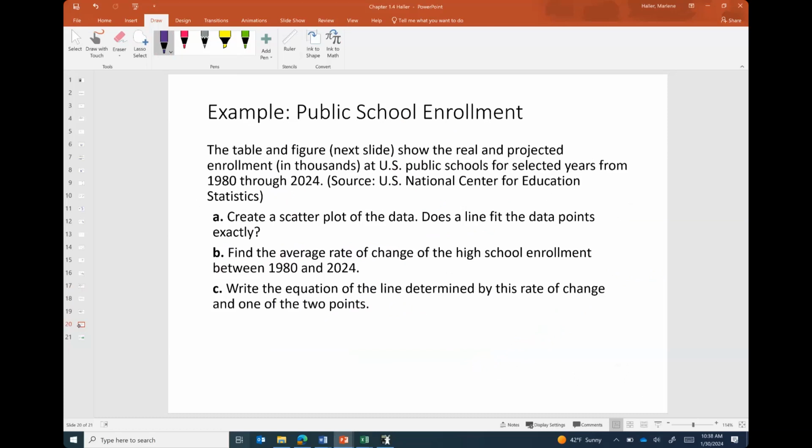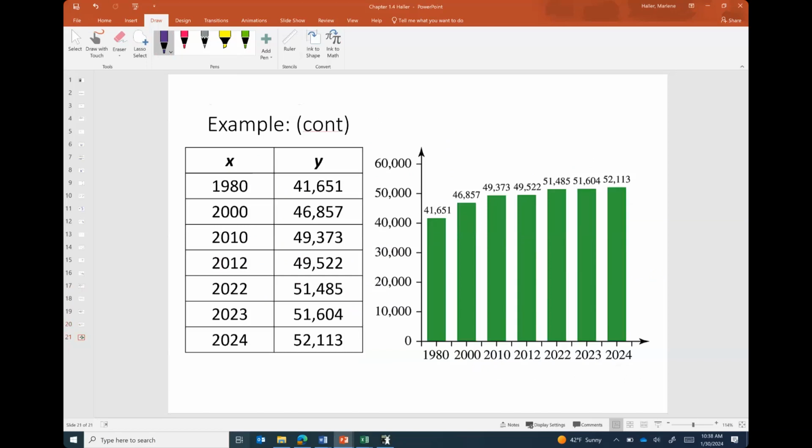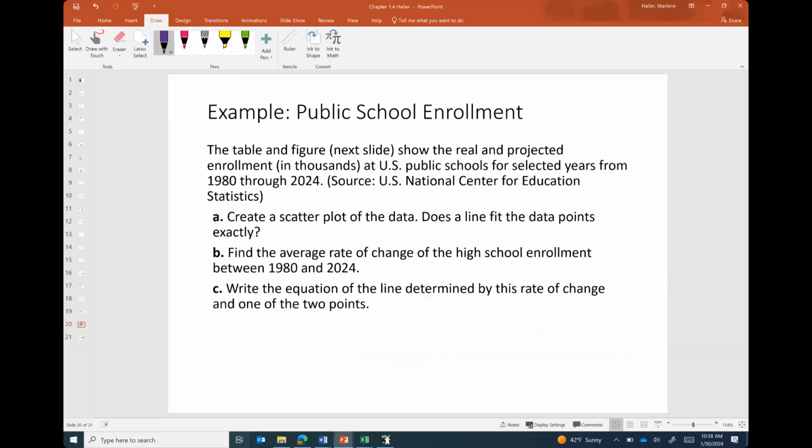All right, so the next slide is the data. Let's look at that data. We have years 1980 through 2024 in the X column, and in the Y column, we have public school enrollment. We have a bar chart of that data shown here. Now, part A says create a scatter plot of this data, and then take a look at how that line fits the data. All right, let's do it first in the graphing calculator.